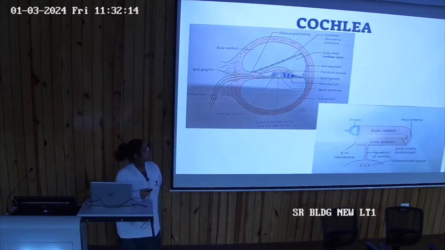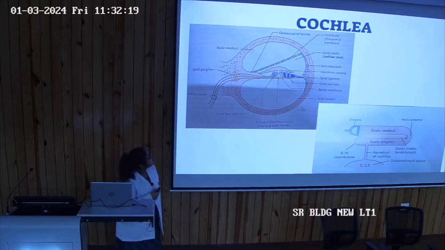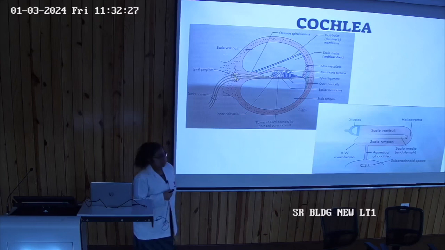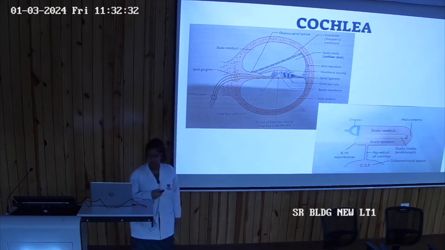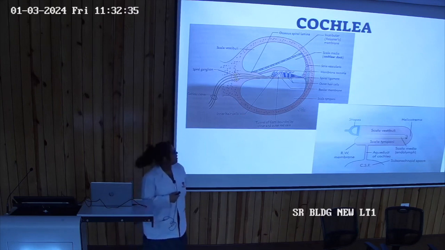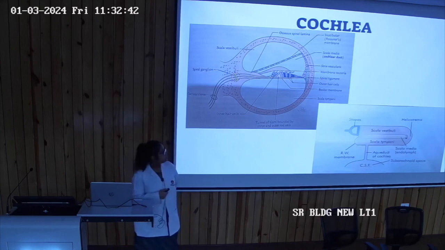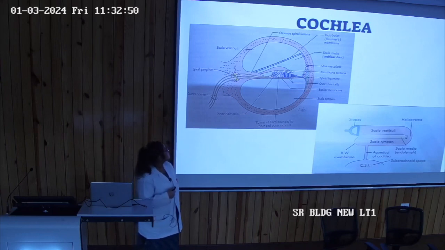Now comes the cochlea, which is divided by the spiral lamina into the scala vestibuli above, scala media in the center, and scala tympani inferiorly. The scala vestibuli and scala media are separated from each other by a membrane known as the Reissner's membrane, which is also called the vestibular membrane. And the scala media and scala tympani are separated by the basilar membrane, which bears inner hair cells and outer hair cells, and an organ between them known as the organ of Corti, which serves the purpose of hearing.